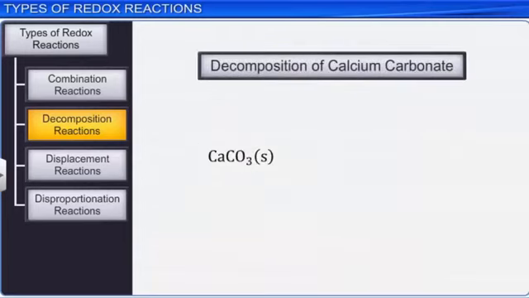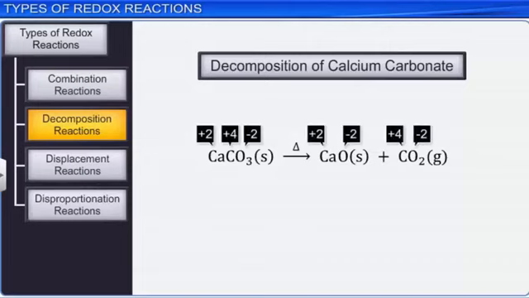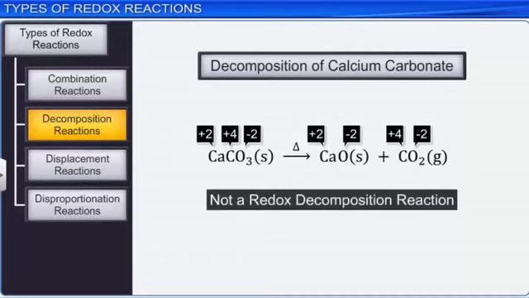Now, consider the decomposition of calcium carbonate. The products we get are calcium oxide and carbon dioxide. As none of the products are in the elemental state, and as there is no change in oxidation state of any element, this reaction is not a redox decomposition reaction.